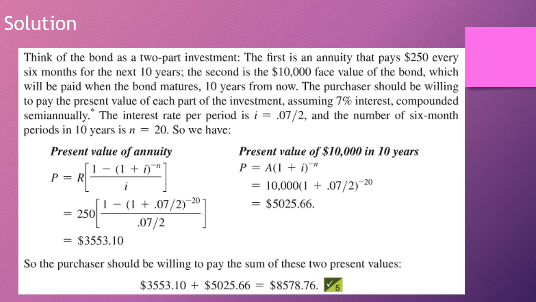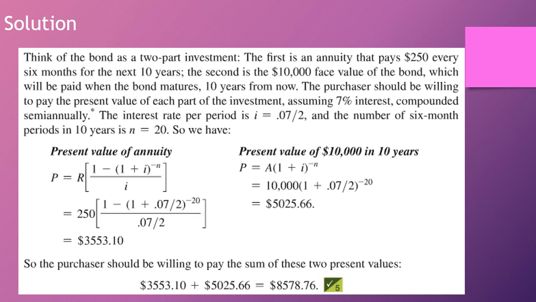The interest rate per period will be 0.07 over 2, and the number of 6-month periods in 10 years is 20. So first of all, we're going to do the present value for the $250 every 6 months for the next 10 years. We'll put that into the formula, and we find that the present value of that $250 is $3,553.10.